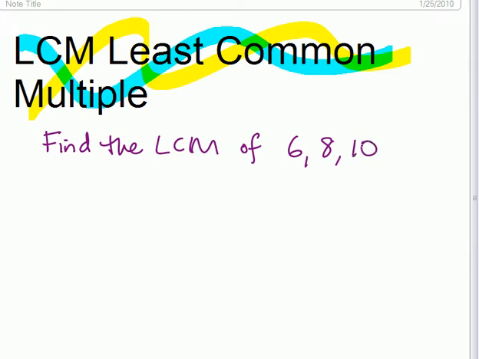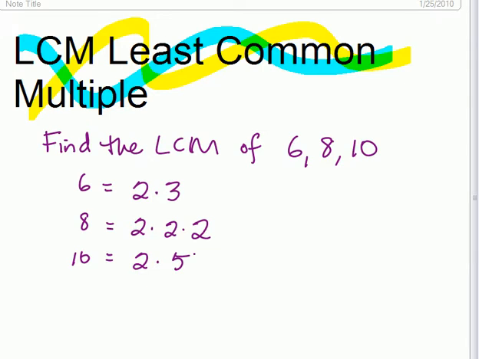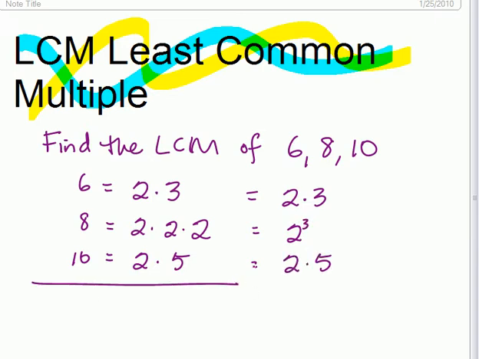To find the least common multiple, we're going to take each of those numbers and tear them apart and see what they're made of. So I'm just going to go ahead and get the prime factorization of 6, 2 times 3, 8 would be 2 times 2 times 2, and 10 would be 2 times 5. I'm also going to write these prime factorizations with exponents, and you can decide which one makes it easier for you to see how this works. So we're going to take a look at it in two different ways.